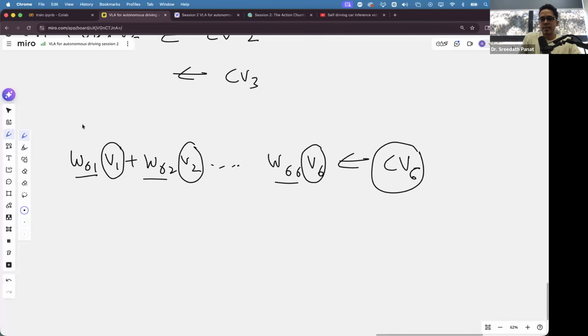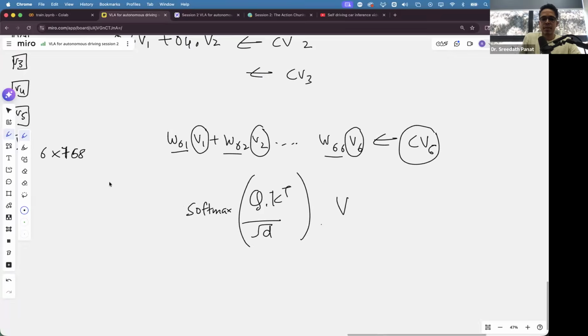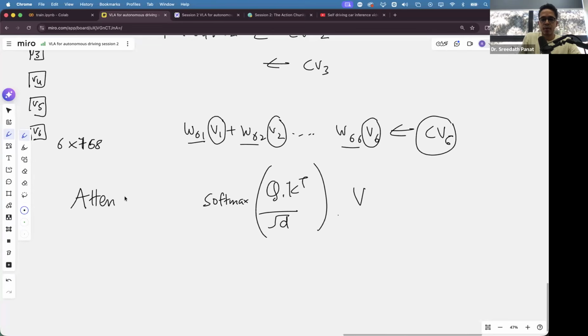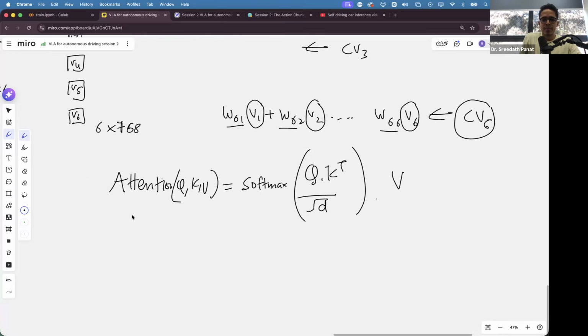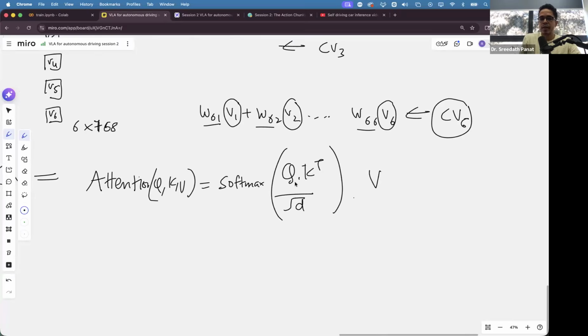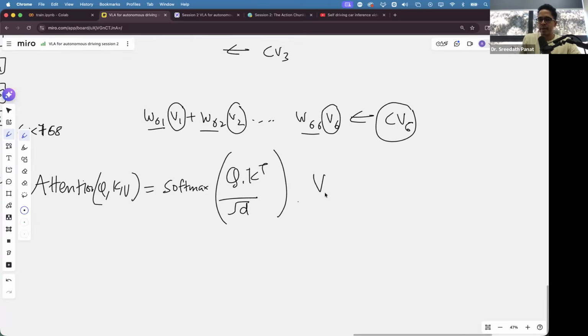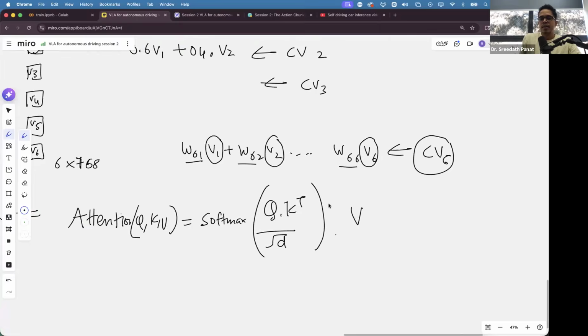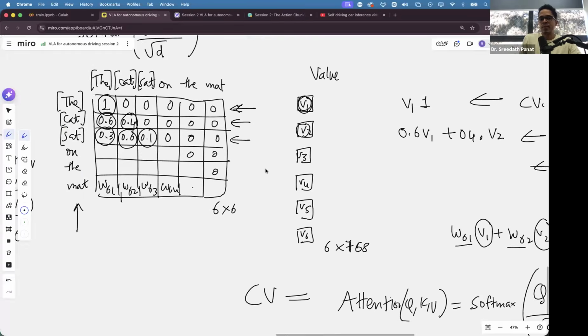Okay. And this single thing is represented by this formula: query.key transpose divided by square root of dimensionality of query space, softmax of this multiplied by V. So when people say attention of query, key, value, ideally I should say context vectors is equal to attention function of query key value, which is equal to softmax of query.key transpose divided by square root of D multiplied by V. Okay. Now, I hope you understand now the origin of query key and value.